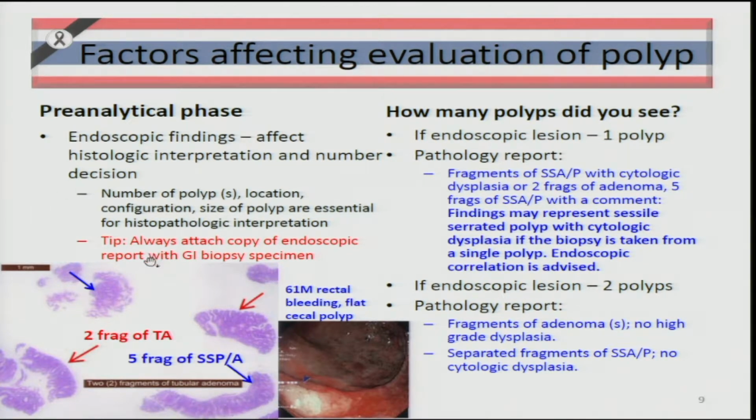As you may see in this case example, I saw 5 fragments of SSP in the slide and 2 fragments of adenoma. My question is, how many polyps did you see? Because if these fragments come from one single polyp, it could be SSP with cytologic dysplasia in one polyp. But if they come from 2 or more polyps, it could be just a fragment of tubular adenoma and a fragment of SSP.